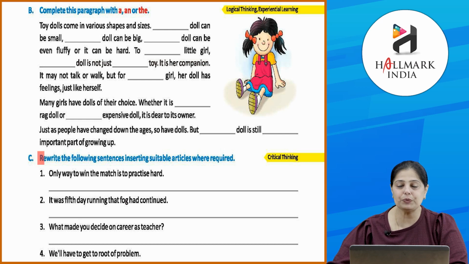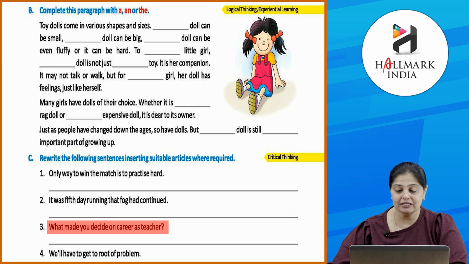Okay. Next is rewrite the following sentences inserting suitable articles where required. Okay. Only way to win the match is to practice hard. Okay. The only way to win the match is to practice hard. It was the 5th day running that the fog had continued. Okay. What made you decide on career as teacher? What made you decide on a career as a teacher? Clear? Chalo. अब बाकी sentences अपने आप कर लेना.